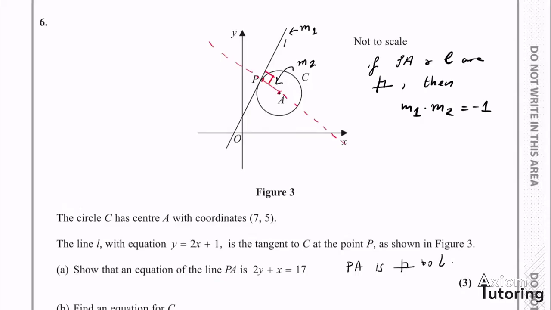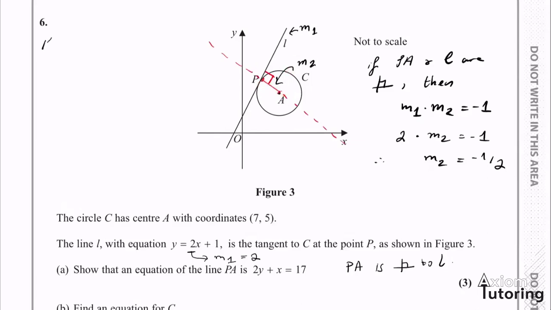If we have line L, y = 2x + 1, we can directly read off the gradient of L. So M1 is equal to 2. Now let's plug in that value with our rule for gradients. If M1 is 2, then 2 times M2 equals -1. Therefore, M2 equals -1/2. So that becomes the gradient of our line PA.